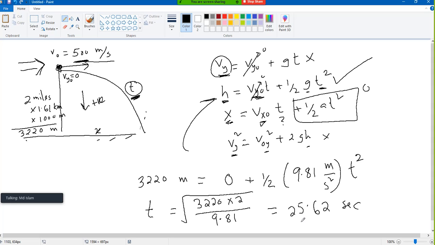Then the question is asking what is x. Now how to find it? You can see here the x only one equation, this equation. As I know my time, I know my Vx naught. Now Vx naught is the initial velocity. My Vx naught will never change for a projectile. So this will be 500 meter per second. Time will be 25.62 second, whatever it is.